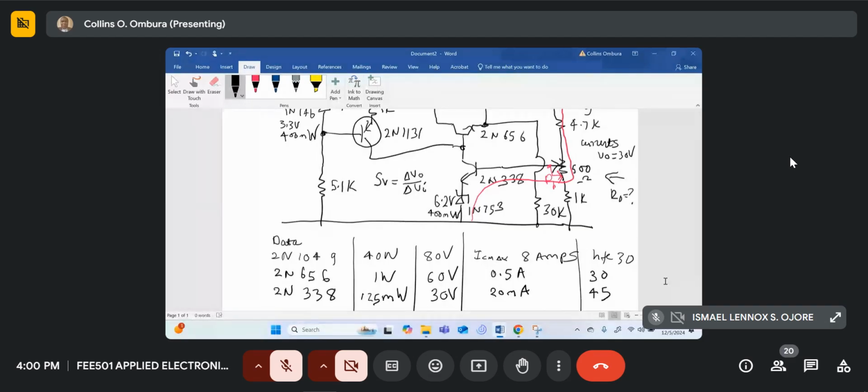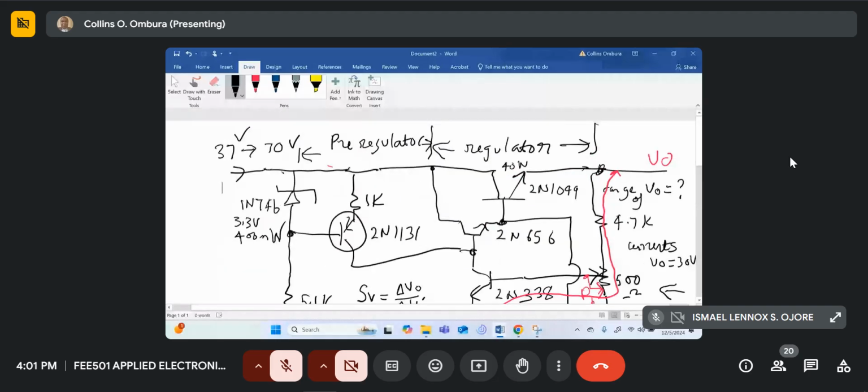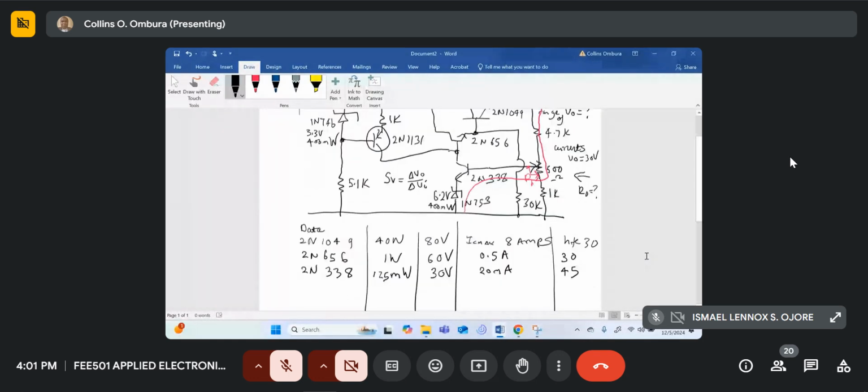Then I was going to give you a method of, okay, let me just leave it there. So I hope everybody has taken the data. If you have not, please take the data.